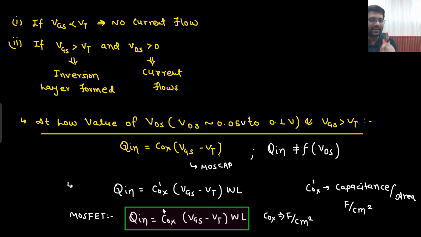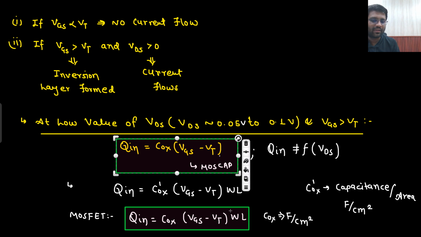That is something you need to take care of. This was the scenario in our MOS cap. In MOS cap, I used to show capacitance per unit area by COX dash. But here I will show it by COX only. So this COX is capacitance per unit area. Is that clear?